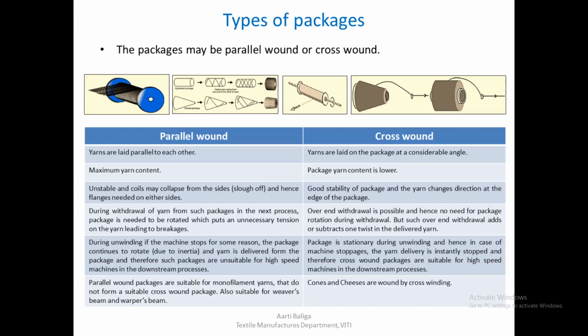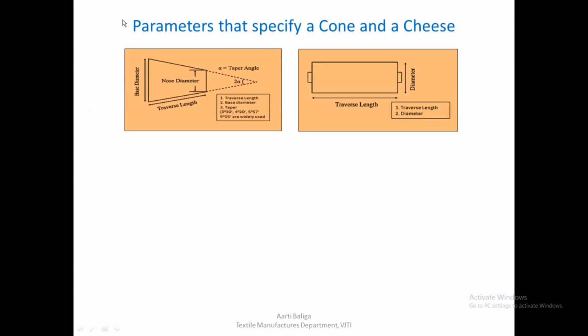So after seeing the types of packages, we see the parameters that specify a cone and a cheese. When it comes to a cone, this is the cone. There are three important parameters which would describe this: the traverse length, which is shown here, that is the length of the cone, the base diameter, whatever diameter is there at the base, and the taper. Taper means the angle that is shown here.